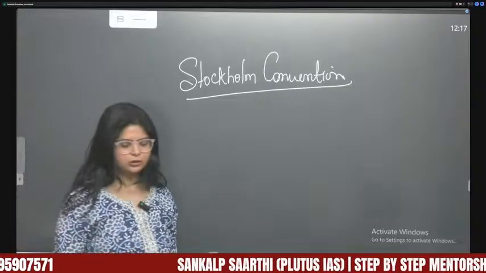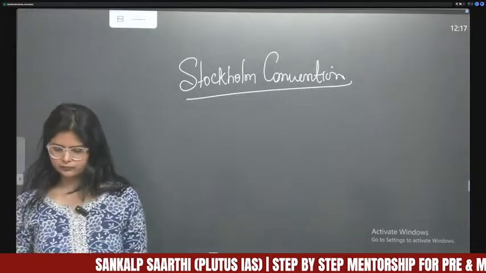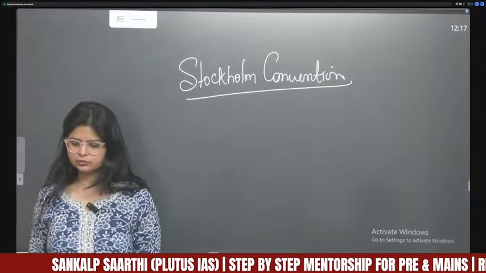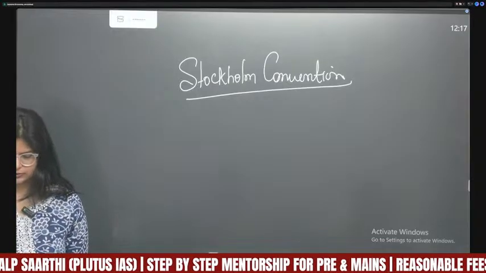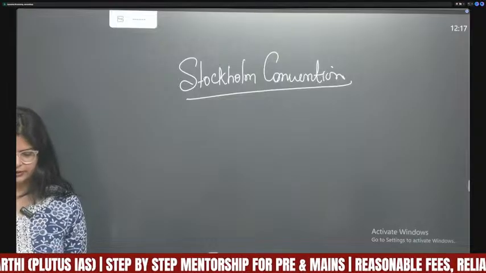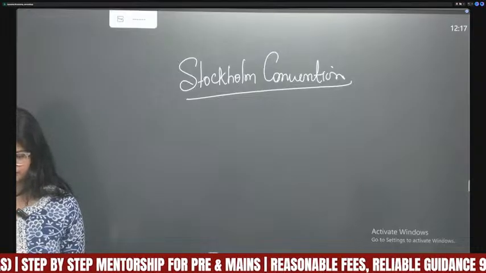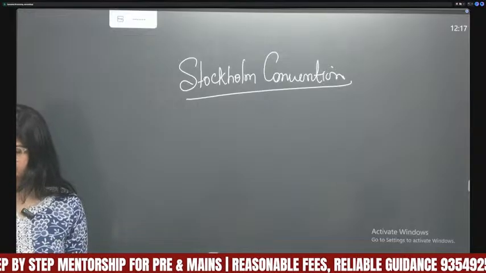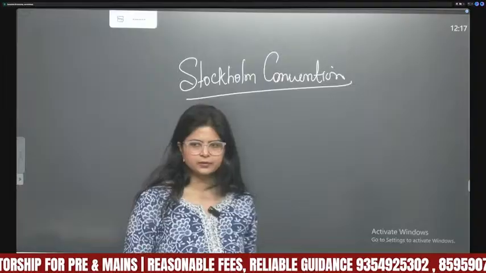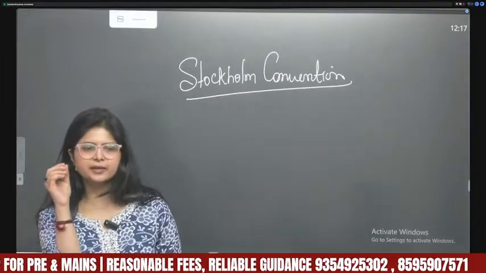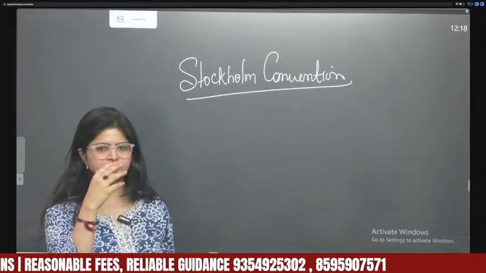It was entered into force on May 17, 2004. India ratified in 2006. The article, objective, states to protect human health and environment from persistent organic pollutants. Now, what is this? The word organic is used here, which means the chemicals are organic in nature, but at the same time quite harmful. They are persistent organic chemicals or pollutants.